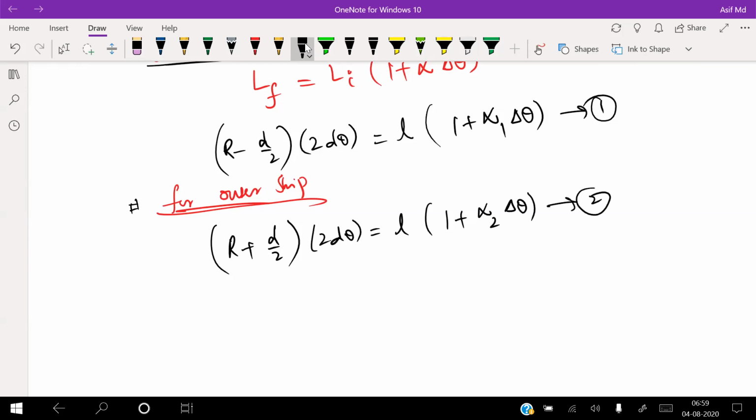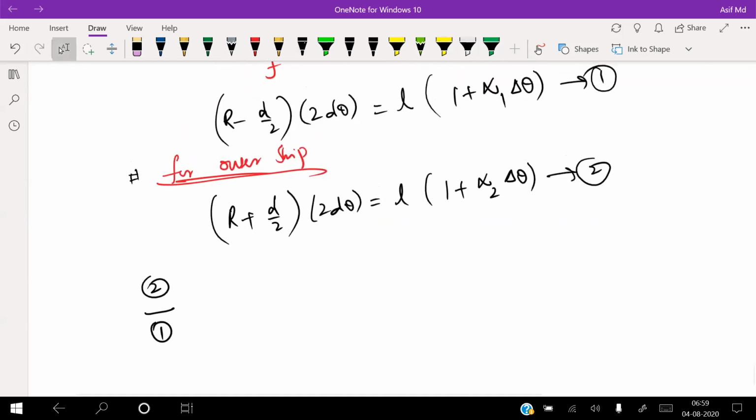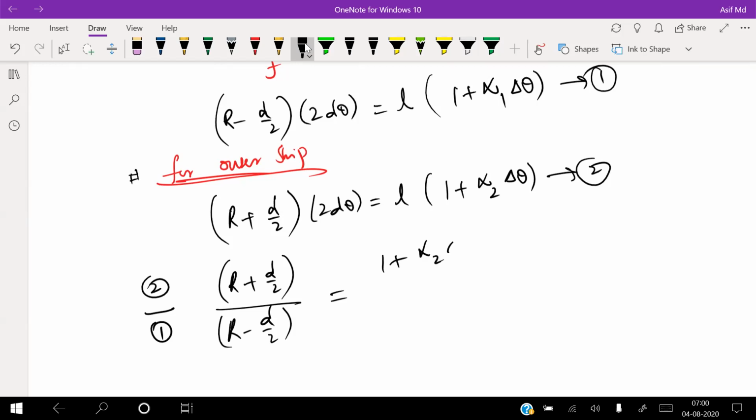Now divide 2 by 1. See what I'll get. 2D theta will get cancelled, and L and L also. So on LHS, R plus D by 2 divided by R minus D by 2, and on RHS, L gets cancelled, so it is 1 plus alpha 2 into delta theta divided by 1 plus alpha 1 into delta theta. Can I write it like this?